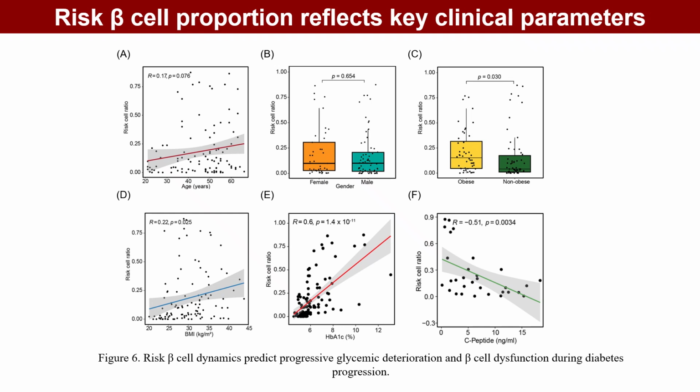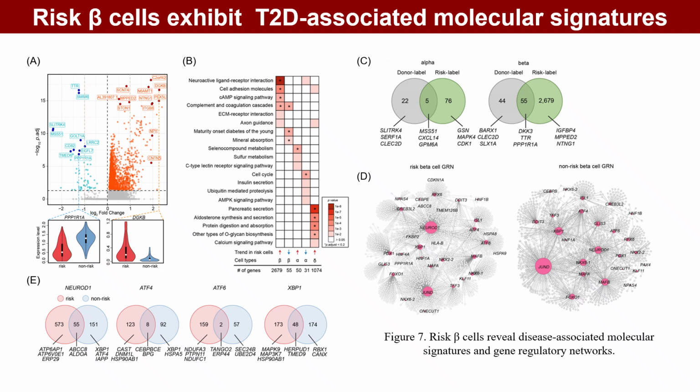cell dysfunction. Transcriptomic comparison of risk versus non-risk cells enables high-sensitivity detection of molecular changes associated with diabetes, especially in beta cells, where 2,734 differentially expressed genes were identified, far exceeding those detected using donor labels. Other cell types showed similarities.